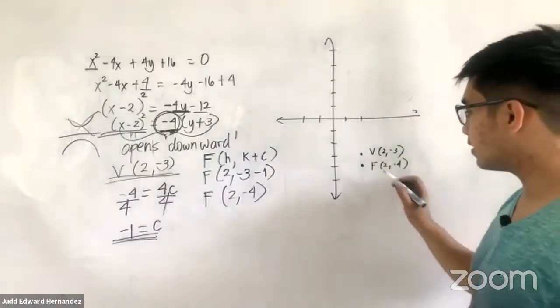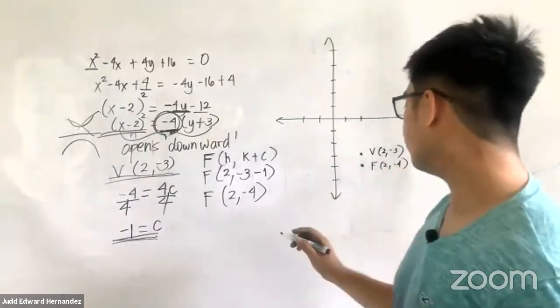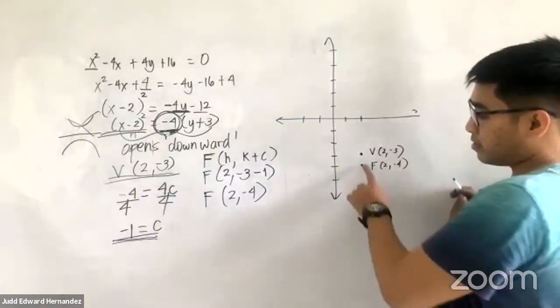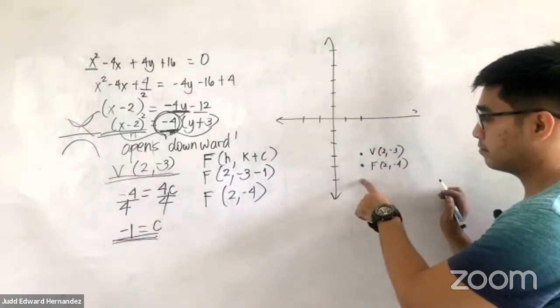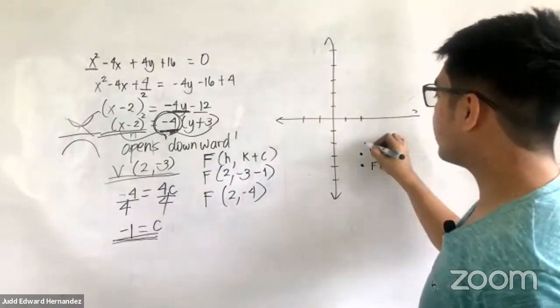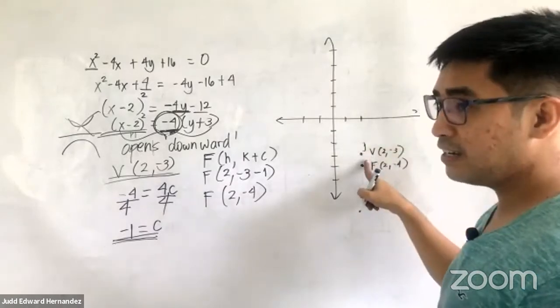Therefore, where is the directrix? Asaan daw yung directrix natin? Yung directrix ba natin nasa baba ni focus o nasa taas ni vertex? Taas po ni vertex. Vertex. At aangat siya dapat ng ilan?